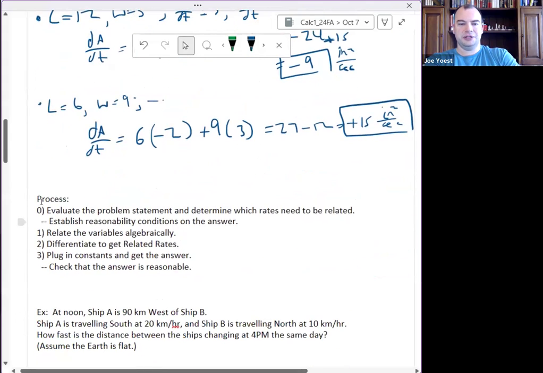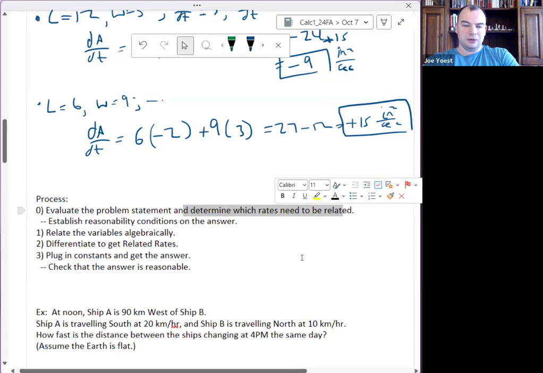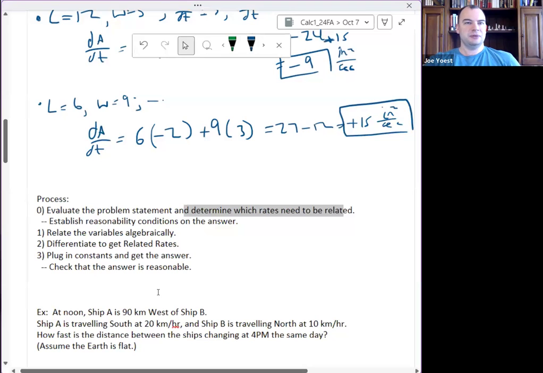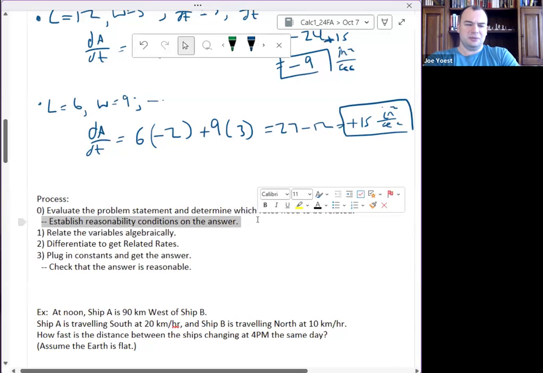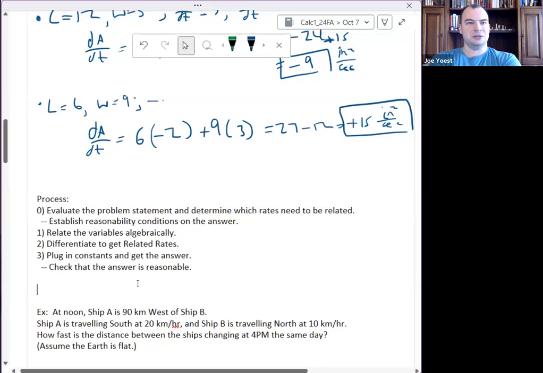Okay, so what is the general process then? Well, step zero, before we even start into any of the details, the algebra, the calculus, any of that, we evaluate the problem statement. We determine which rates need to be related, right? What information is given to us, what information is asked for. And then we establish what I call reasonability conditions on the answer. Anything that we can glean from the problem and our understanding of it that's not calculation based, right?